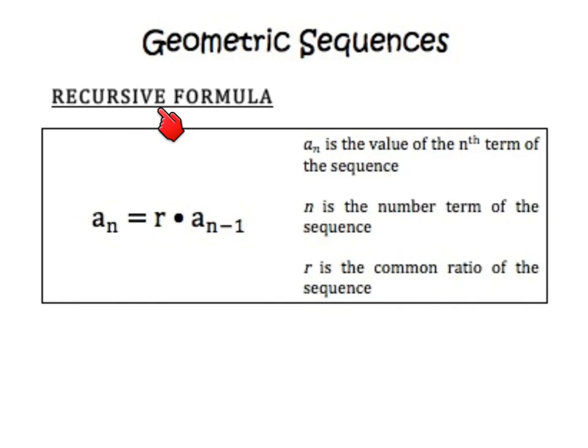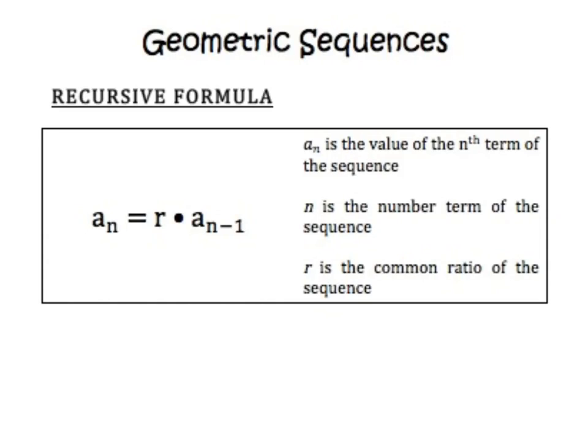All right, so the recursive formula. Recursive, remember, means that we work backwards. So recursive is only going to let you work with, I can tell you the fifth term if I know the fourth term, the one that comes right before it. I can tell you the 102nd term if I know the 101st term.